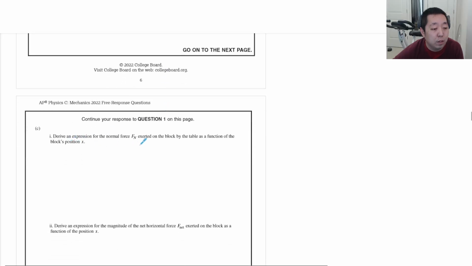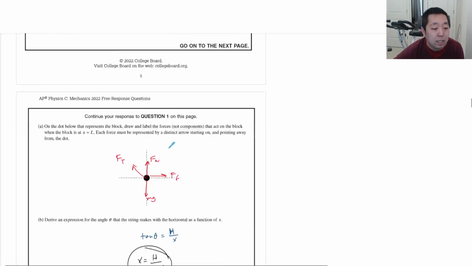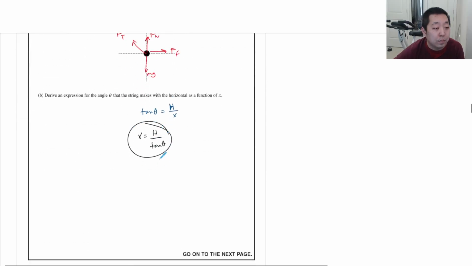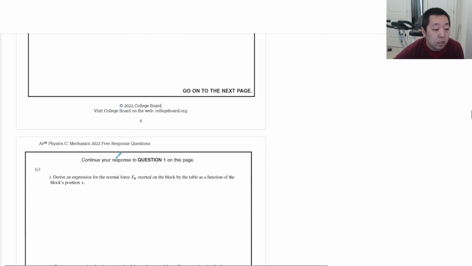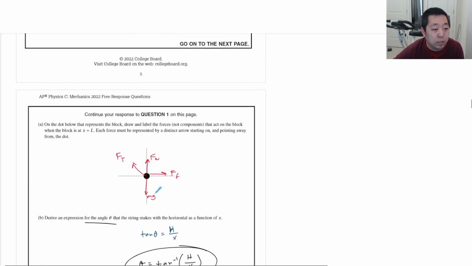Derive an expression for the normal force exerted on the block by the table as a function of the block's position x. So we needed this... I'm sorry, what I'm doing. I need to solve for theta, not solve for x. So derive an expression for the angle theta. So theta is tangent inverse of h over x. Okay. So derive an expression for the normal force exerted.